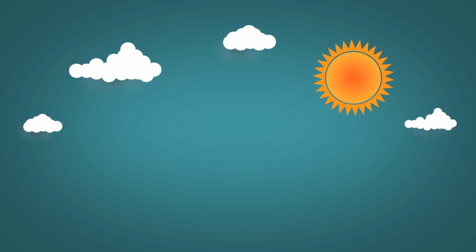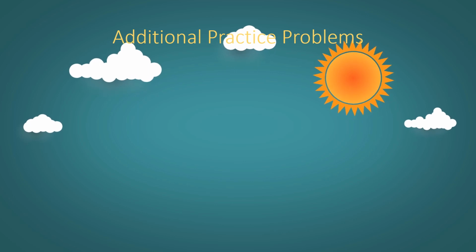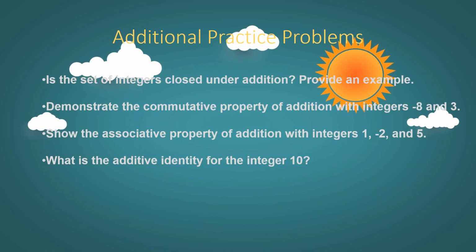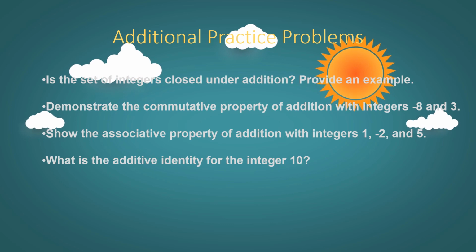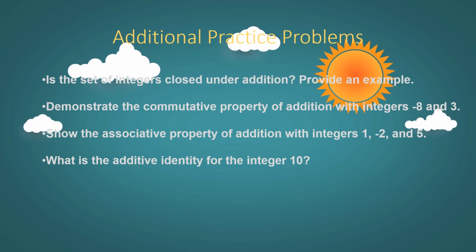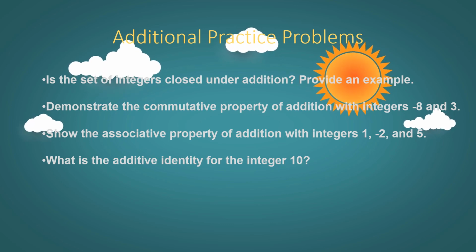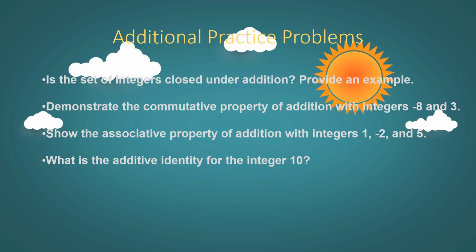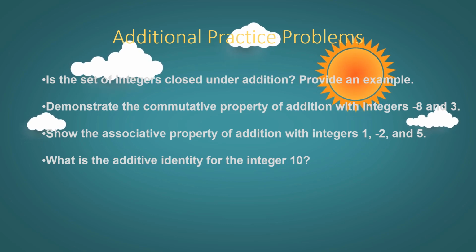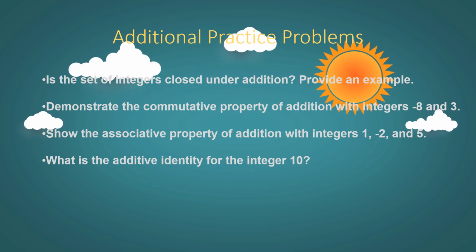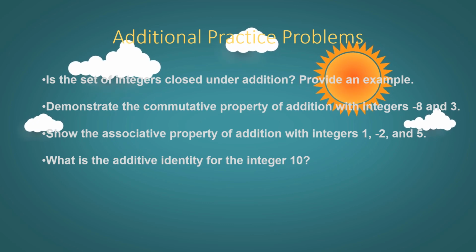Here are some more practice problems to try on your own. Is the set of integers closed under addition? Provide an example. Demonstrate the commutative property of addition with integers minus 8 and 3. Show the associative property of addition with integers 1, minus 2 and 5. What is the additive identity for the integer 10?